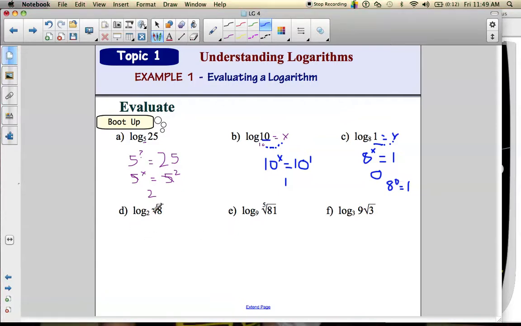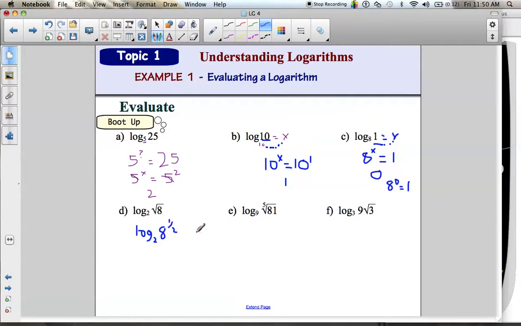Okay, now this one. When we have a radical, see that radical sign, we need to change it to an exponent. So all I'm going to do right now is a little bit of rewriting, and then we can solve it. So it's log base 2, and back to our grade 10 days now, this is 8 to the half. Okay?